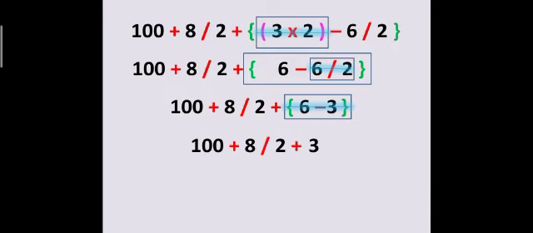Now all the brackets have been removed. Now get into the remaining operations: addition, division, addition. According to the BIDMAS rule, we have to divide. So 8 divided by 2, the answer is 4, and carry down the remaining numbers. At last you see both the operations are addition, so we can add directly. 100 plus 4 plus 3, it is 107.